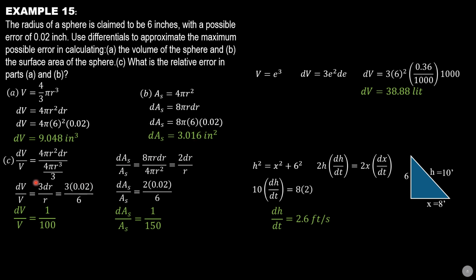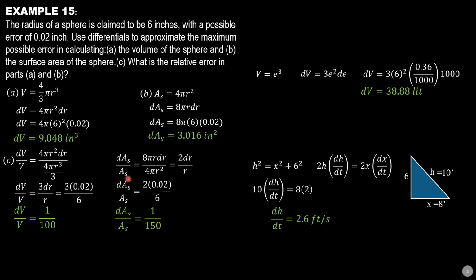Then letter C, the relative error in volume and in surface area. Relative error in volume dV over V, that's differential V over the original volume. Simplifying, that's 3 dr over r. So 3 times differential r 0.02 over r 6, that would be 1 over 100. Meaning of that, 1 cubic unit allowed per 100 cubic units of calculated volume.